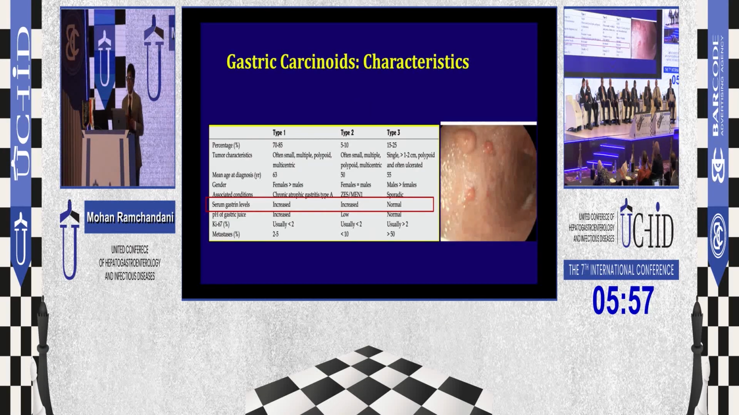the treatment. Now gastric carcinoid, I do many endoscopies in India and I see many nodules like this. These are gastric carcinoid. So whenever you see multiple gastric nodules, always do a serum gastrin level. If serum gastrin is increased, that means these are hypergastrinemia related tumors and this can be type 1 or type 2. But if the gastrin is normal, then they are type 3 tumors.